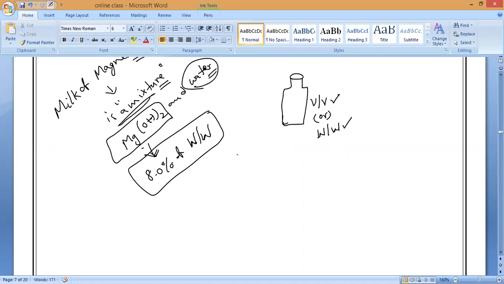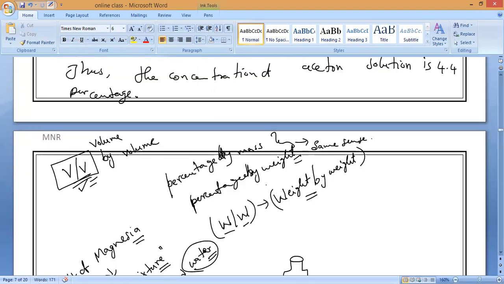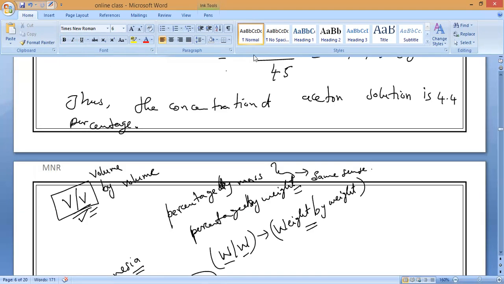Any doubt? Anybody please ask me. Yes? All of you, any doubt? Please respond, guys. So this is what mass percentage and volume percentage are. Clear? Gokul, Akilan?